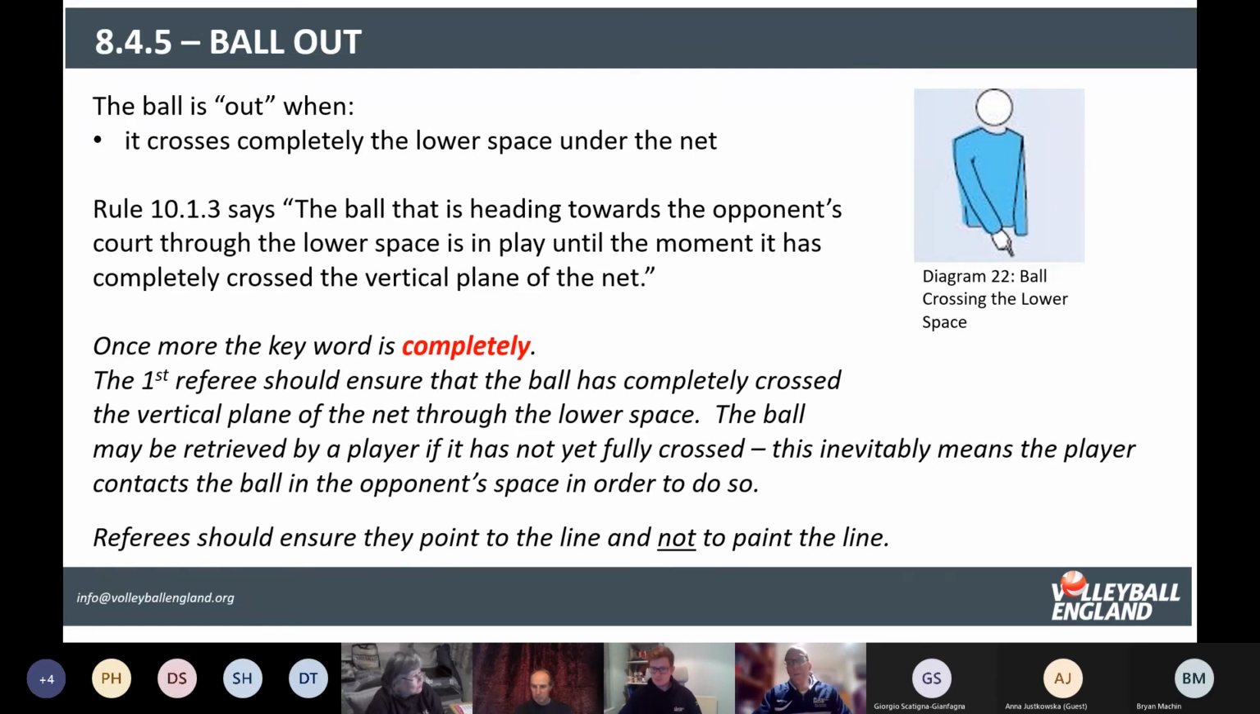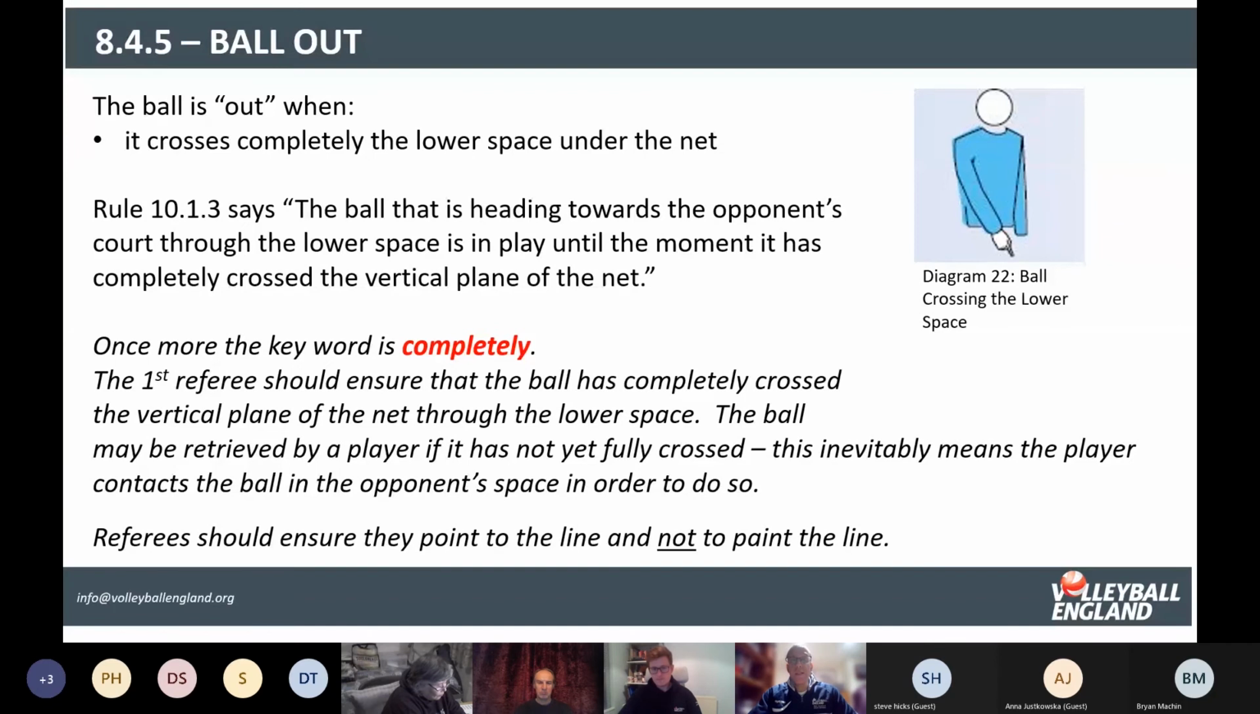So one thing you have to consider with this is that in order for a player to retrieve a ball which is partially crossed the lower space under the net, they will have to contact the ball in the opponent's space. And we know that at the top of the net, contacting the ball in the opponent's space when you're not blocking is a fault. But in the lower space, it is not a fault.